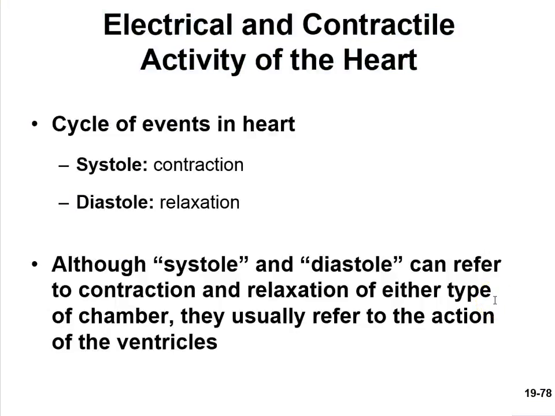So when we say systole, we mean contraction, and when we say diastole, we mean relaxation. In fact, often when we say these words, it can refer to atria or ventricles, but oftentimes they usually refer to the action of the ventricles, such as when we read blood pressures, we put the systolic number on top. That's actually the pressure during the contraction of the ventricles. And the diastolic pressure goes on the bottom. That's the bottom number. And that refers to when the ventricles are relaxed.